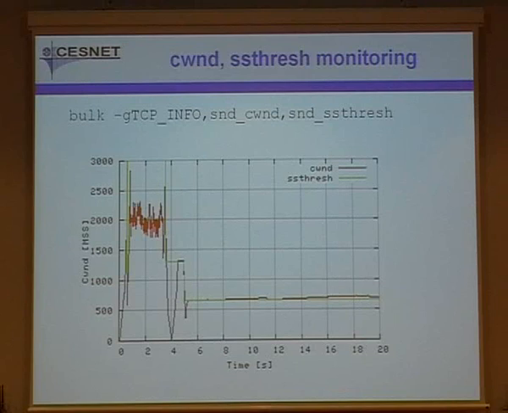You can't get this information from tcpdump because these are internal variables inside TCP. You can get it using, for instance, the Web100 kernel patch, which is commonly used. But using bulk, you can monitor these characteristics without any kernel patch and without root access.